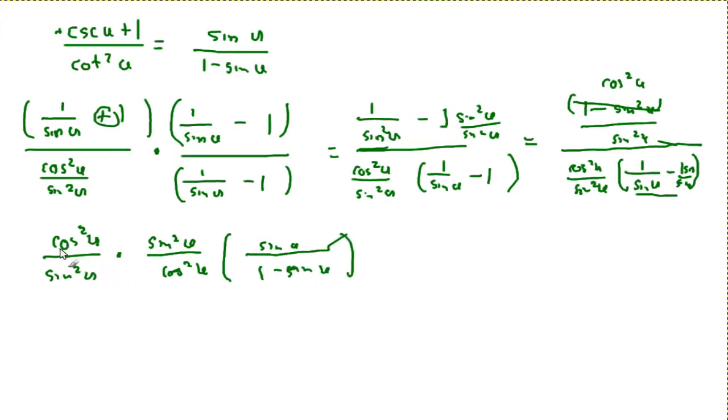So as you can see, the cos squared of u cancel out, the sine squared of u cancel out, and what we're left with is sine of u, I wrote it a little bit neater, over 1 minus sine of u, which is equal to the right side.